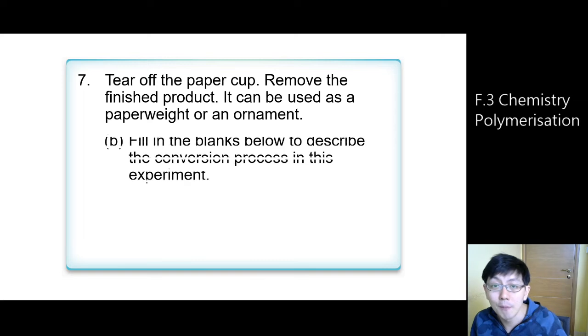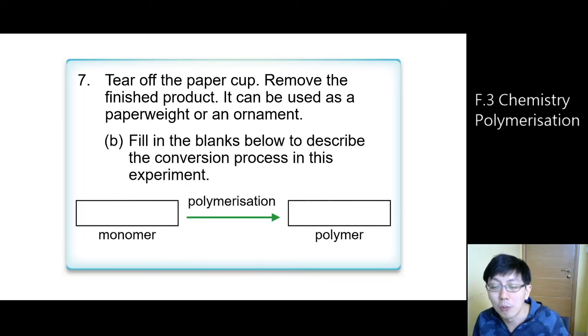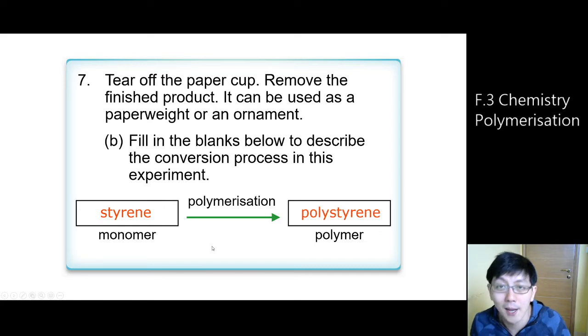And finally, 7b, how can we write the word equation for the process of polymerization? Each time you need to think about what is the monomer. So the starting material, it is styrene. And after the process of polymerization, how can we call this? Just give it the prefix poly, and it is called polystyrene. In daily life it is abbreviated as PS.